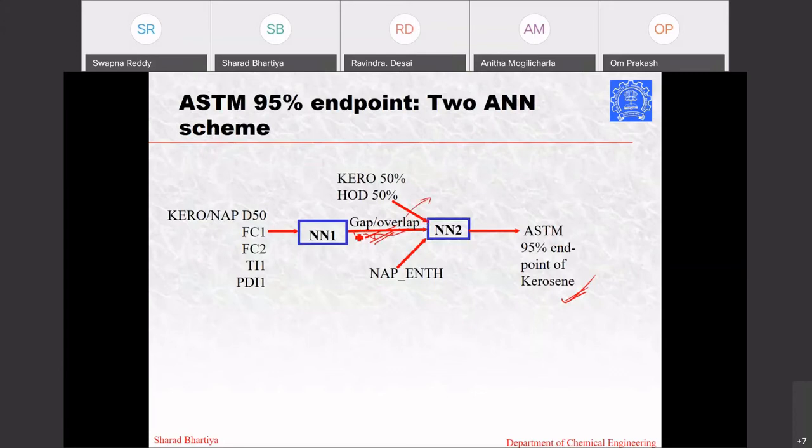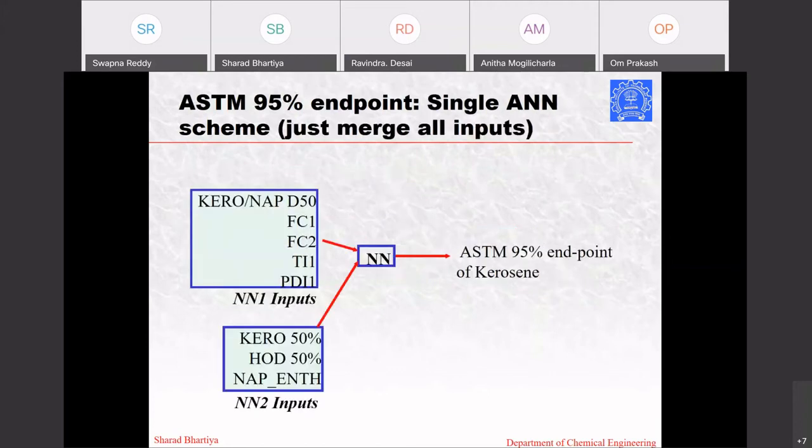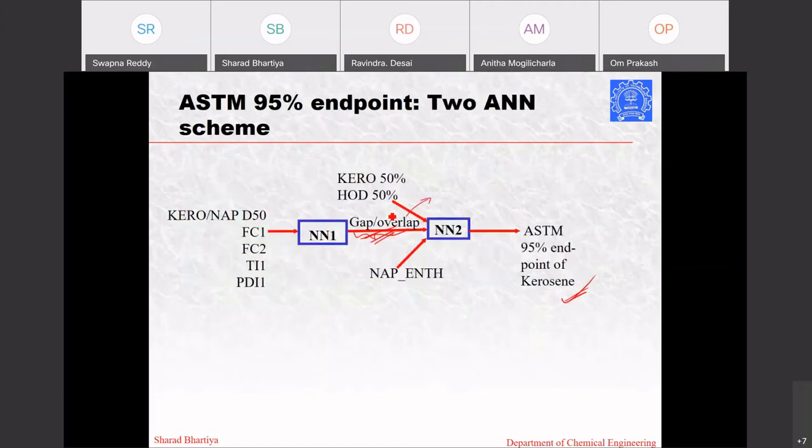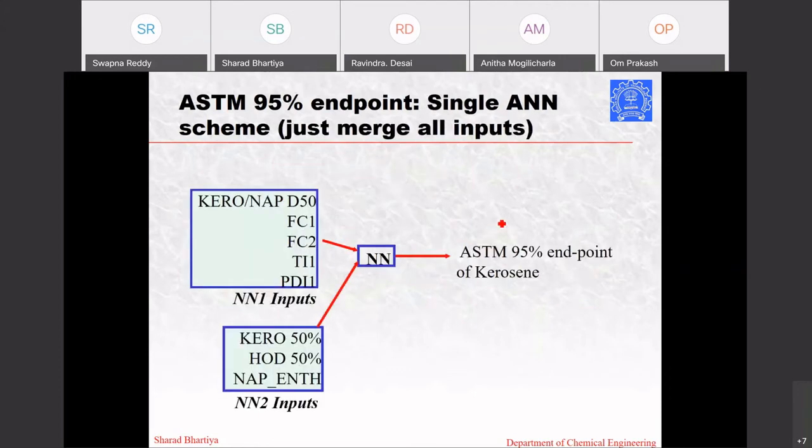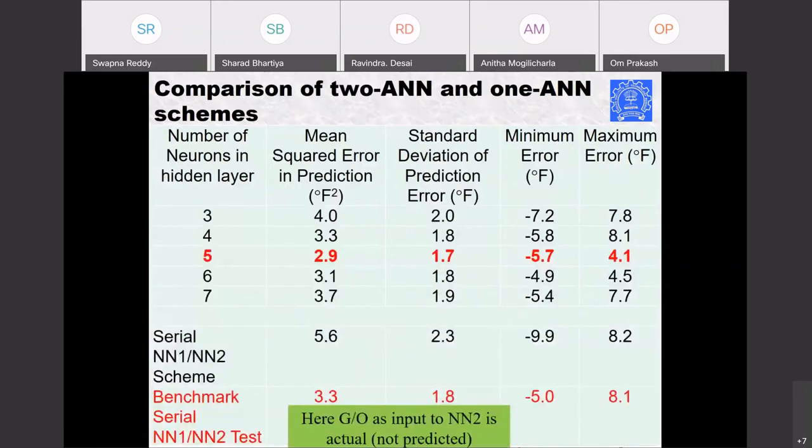Or just take a really data-driven approach, and you say, no, take the inputs that you had here, merge them all together and make a single neural network to predict this ASTM 95% temperature. This was done with one hidden layer. This work was done in 2001.